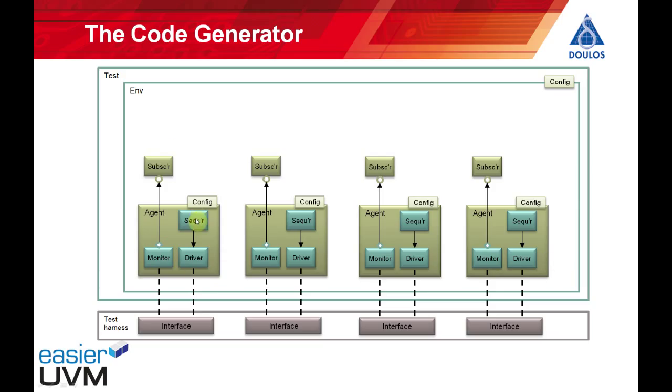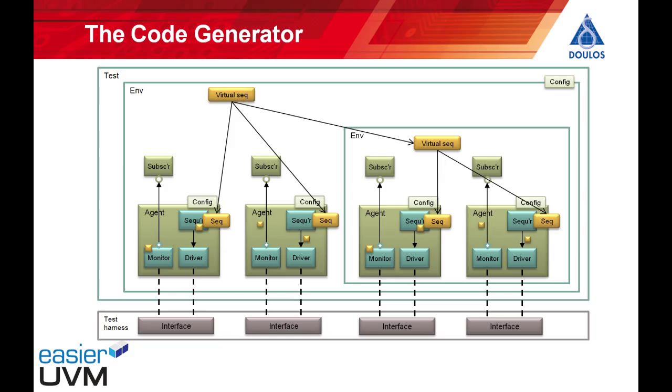So the code generator will generate the agent, all of the components that comprise the agent, and a subscriber, and so on. You can then choose whether you want to have these agents instantiated within the top level env, or whether you want the agents to have their own envs. That's flexibility that you have when you set up the template files for the code generator.